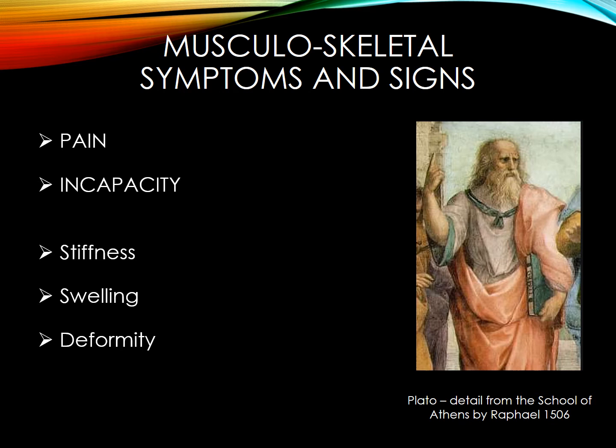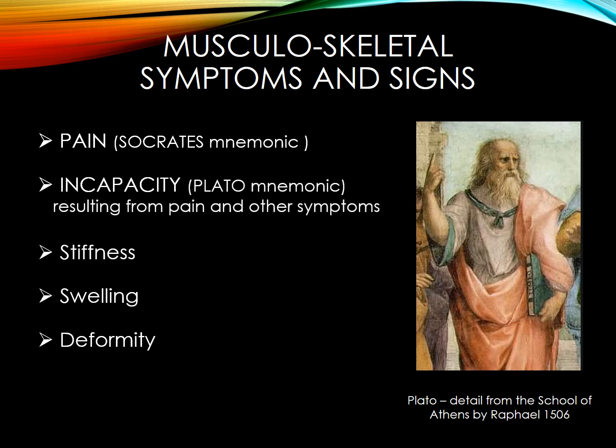And so pain is what we're looking for, and of course there is the classical Socrates mnemonic for that. And after that, you have incapacity, or the difficulties that patients have as a result of pain, and you've got the Plato mnemonic for that. And then there's the stiffness of the joint, there's the swelling, which may be of relevance, and then deformity. But those are the 5 symptoms and signs that you get with musculoskeletal problems.